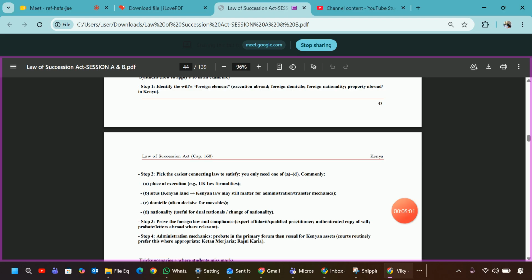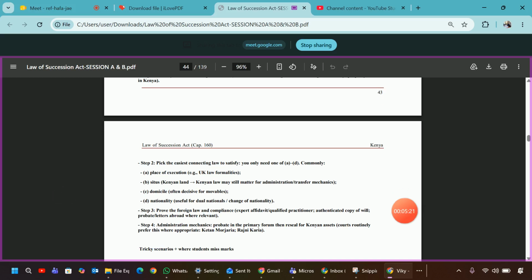You only need one out of A all the way to D, commonly place of execution, e.g. UK law formalities. If it is a situs in Kenya, Kenyan land, then Kenyan law may still matter for administration and transfer mechanics. Domicile is often decisive for movables, so movable property will be governed by the place of domicile of this person. Then nationality is useful for dual nationals and change of nationality.